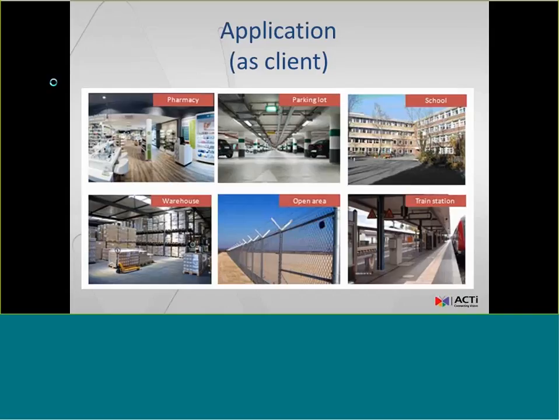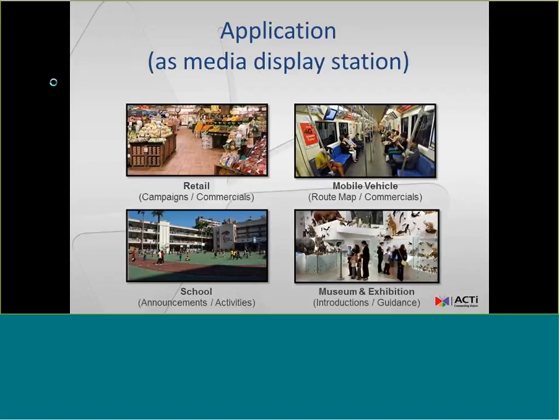This is the application as a client where the ECD 1000 decoder can be used. It can be parking lots, open areas, train stations, warehouses, as well as schools or pharmacies. The applications as a media display station are retail, campaigns, commercial sites, mobile vehicles with route maps, museums and exhibitions, as well as announcement activities, which are for schools.